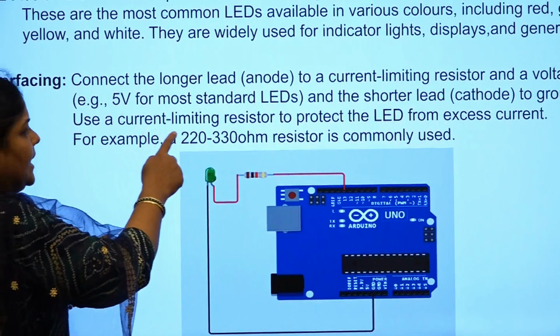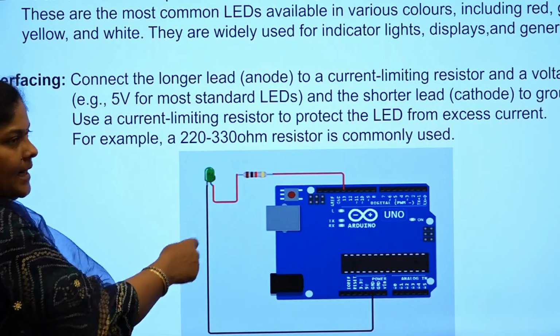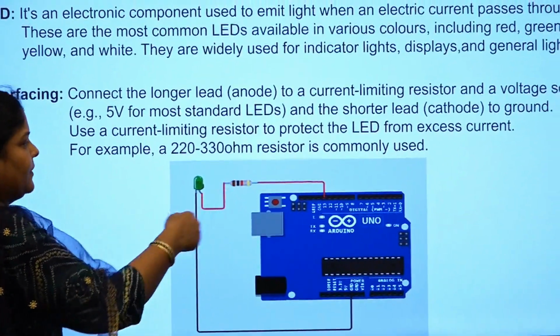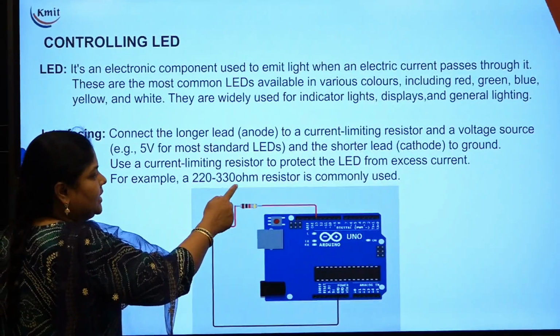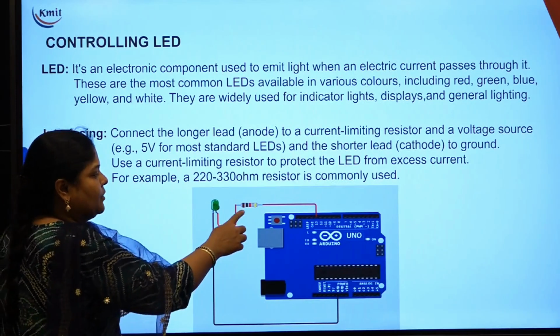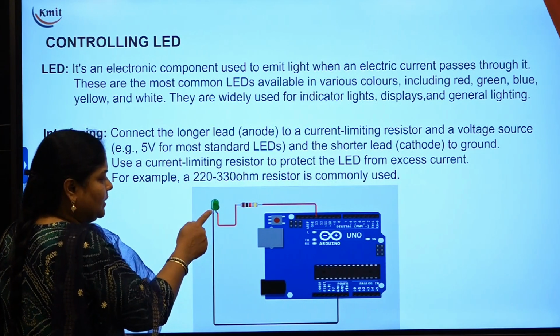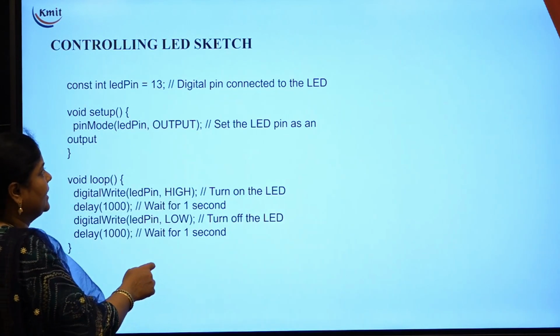Use a current limiting resistor to protect the LED from excess current. We are using this resistor to protect it from the excess current. For example, a 220 to 330 ohm resistor is commonly used for the LED. So this is the connection, how the LED is connected to the Arduino board. For the same, you are going to write the program.